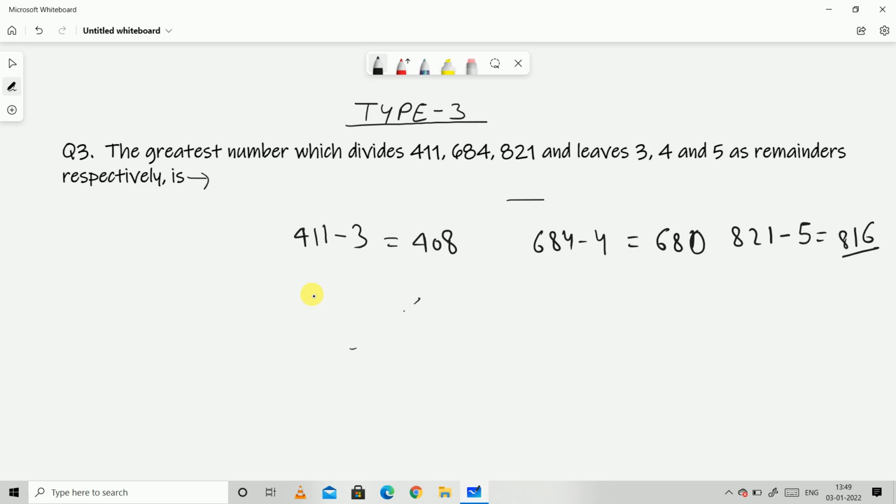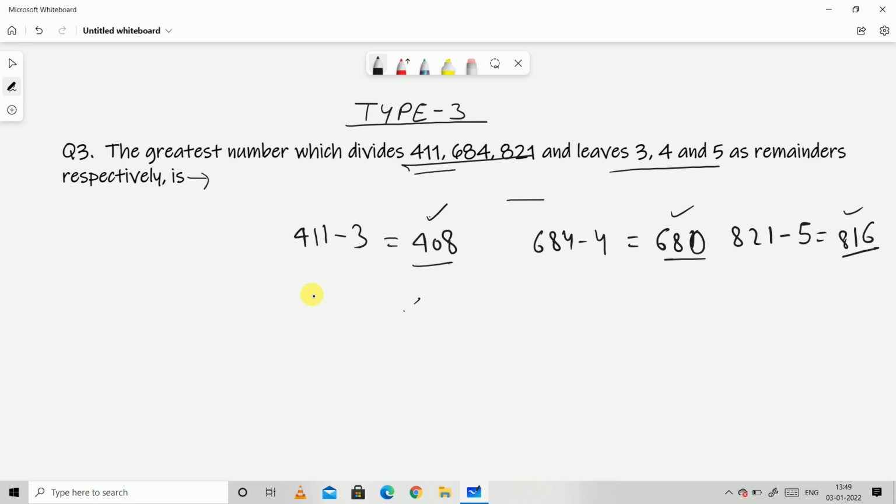Okay. Now you need to find out the HCF of all these newly obtained numbers. In LCM, what used to happen? This difference used to be a common difference. When you subtracted the respective remainder, you used to get the same number. For example, if I am getting 408 here, I'll get 408 in all the 3 cases. That used to happen in LCM, and then we used to find out the LCM of the given numbers.